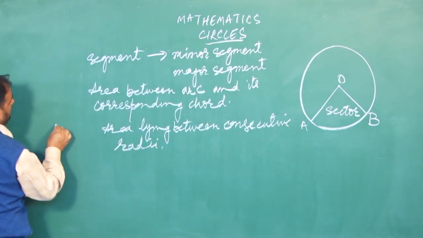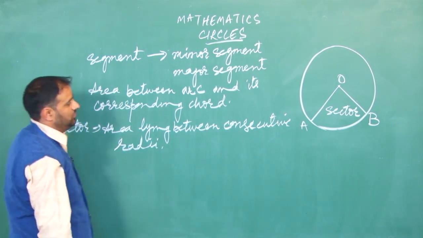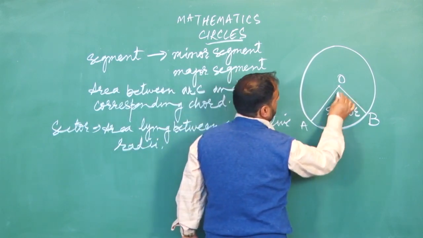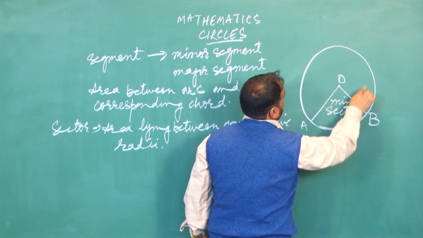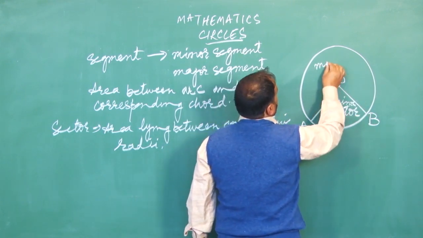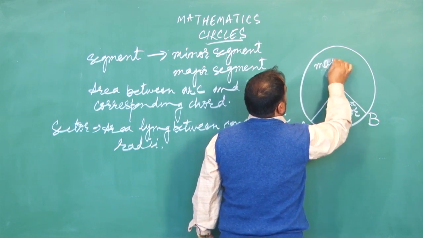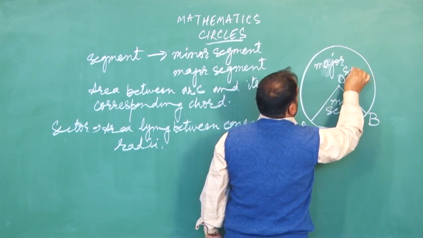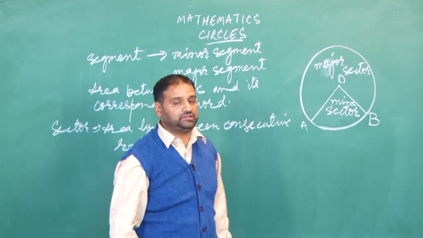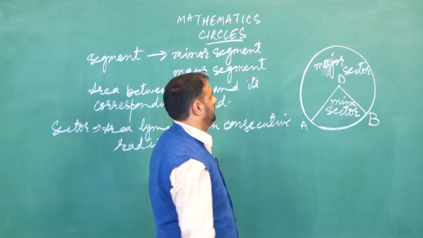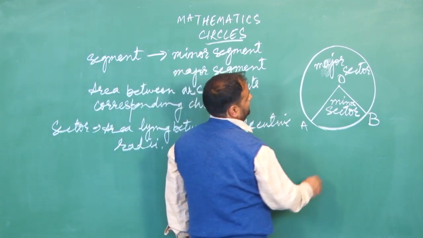We call it sector. Again, we have two different types of sectors. One takes the smaller area, that is called minor sector, and another carries the larger area, we call it major sector. So sector is the area that is lying between any two consecutive radii. This way we came to know about the sector.